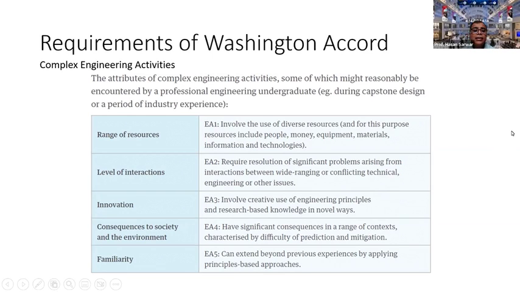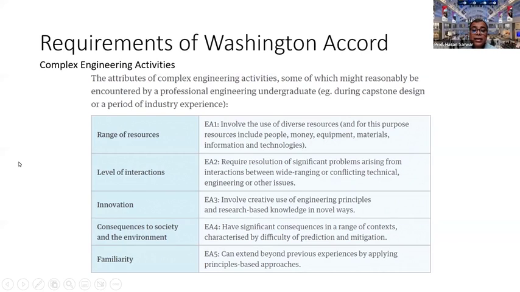You can already see it here, that attributes of complex engineering activities, some of which might reasonably be encountered by a professional engineering undergraduate during capstone design or period of industry experience. So here you can see that they have to ensure that their range of resources are being used. That means they are involving the use of diverse resources, and resources include people, money, equipment, materials, information, and technologies.